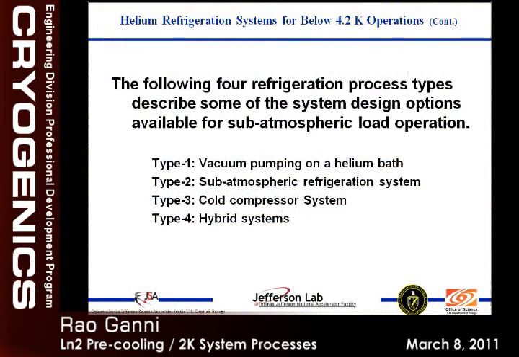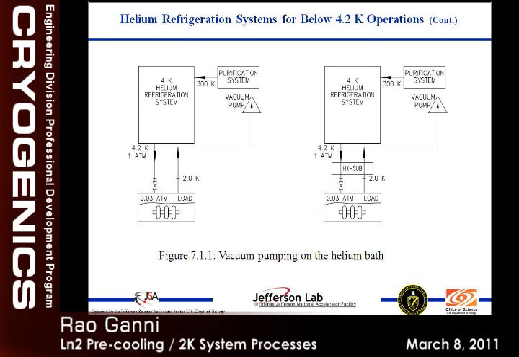So I broke it down to 4 types which we normally use. One is the vacuum pumping, sub-atmospheric refrigeration, cold compressors, and hybrid. These are the 4 broad classes. I mean, there are subdivisions in each one. So let's say this is the simplest one.